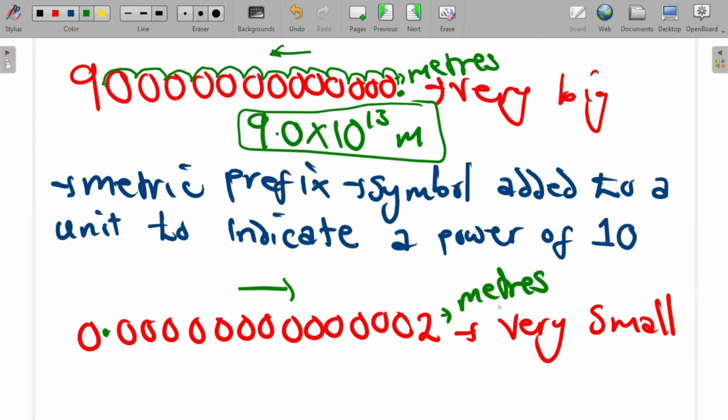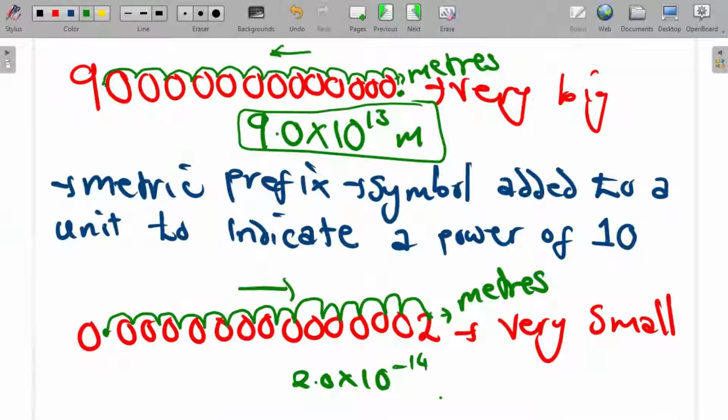Then the same thing is going to happen to this small number that we have here. Here we're going to count the zeros from this particular point to the right. And we're going to say we have how many zeros? We have 1, 2, 3, 4, 5, 6, 7, 8, 9, 10, 11, 12, 13, 14. Okay, so this is going to be 2.0 times 10 to the power minus 14, showing that this number is small by 14 zeros, 14 zeros before the 2. So it's just showing how small this number is. Instead of us writing this long number, we can simply use what we call metric prefixes to express those particular numbers.